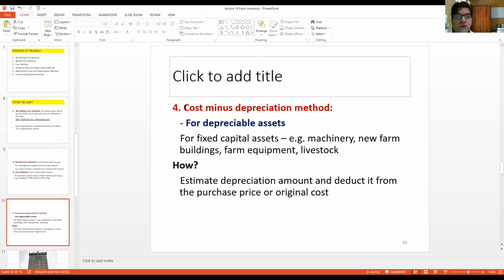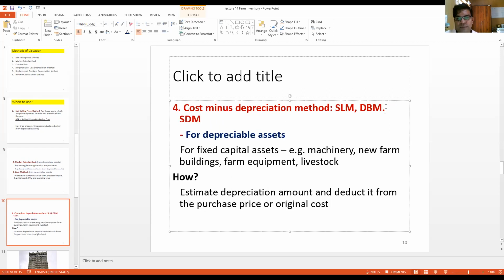And then we have the cost minus depreciation method, original cost minus depreciation method. This is to determine the value of depreciable assets like farm buildings, machinery, equipment, livestock, tractor. So we have the original cost, the cost at which the asset was purchased for the first time, and then we have to work out depreciation. We have seen three different methods of depreciation. What are they? We have the straight line method, the diminishing balance method, and then the sum of years digits method, right?